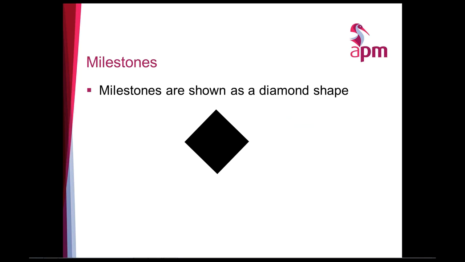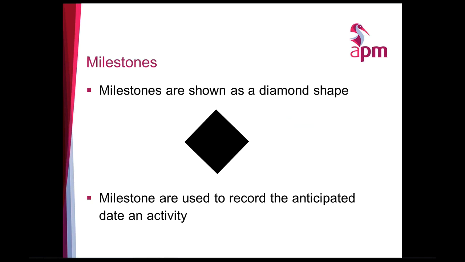Mention milestones. Milestones are often shown as a diamond shape, and what these signify is any point on the program that you want to use to, say, monitor progress. It might be an anticipated delivery date, for example, or the end of an activity, or the start of an activity, so you're actually ready to start pouring concrete or something like that. So you can use milestones throughout your program.